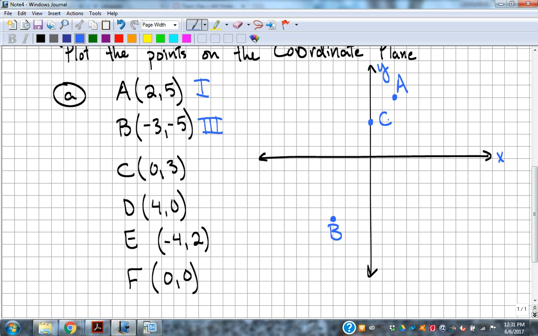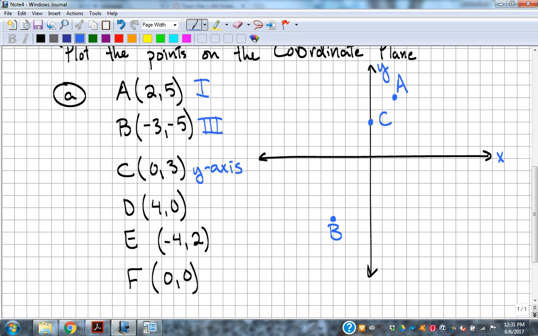It's not in quadrant 1. It's not in quadrant 2. It's in between. So it's just on the y-axis is what you would say. It's on the y-axis. It's not in a quadrant because it's on one of the axes. Okay.